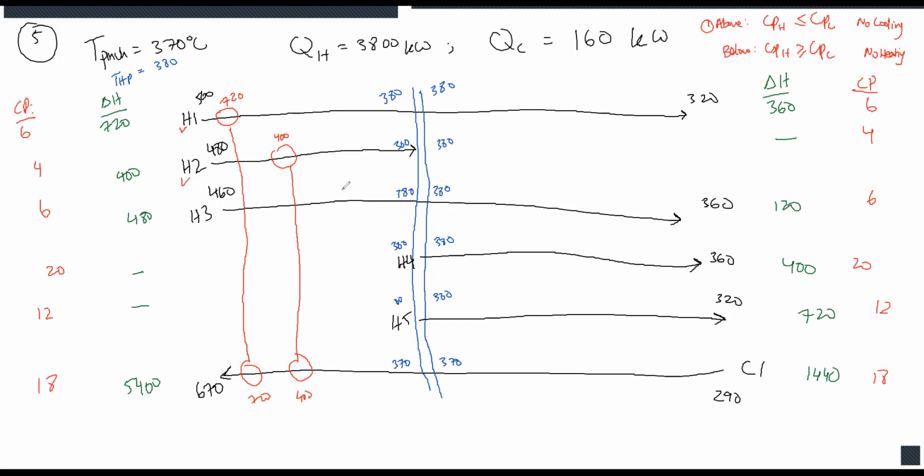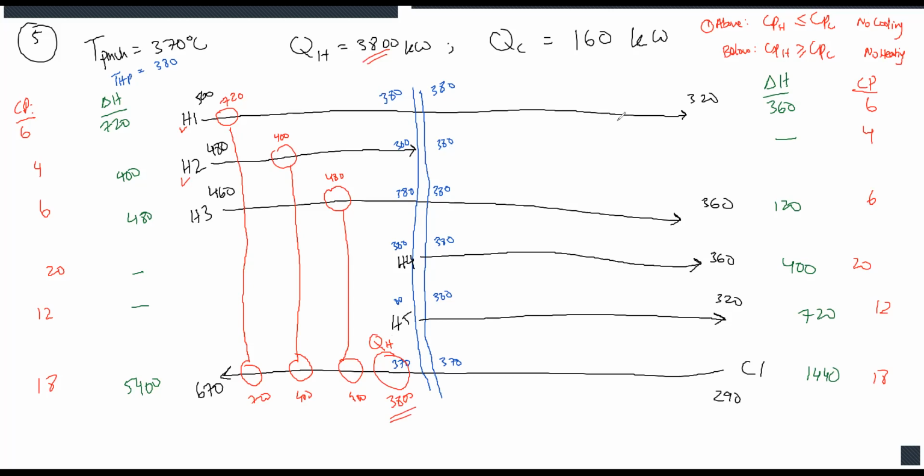And then finally, H3. I'm going to transfer all of the heat here. 480 and H3 is done. And then I need to make up the balance. So how much heat is left for C1? 5,400 minus 720 minus 400 minus 480. This is 3,800. So I'm going to add a heater here, QH with 3,800. And this number matches this number. So this connection is valid.